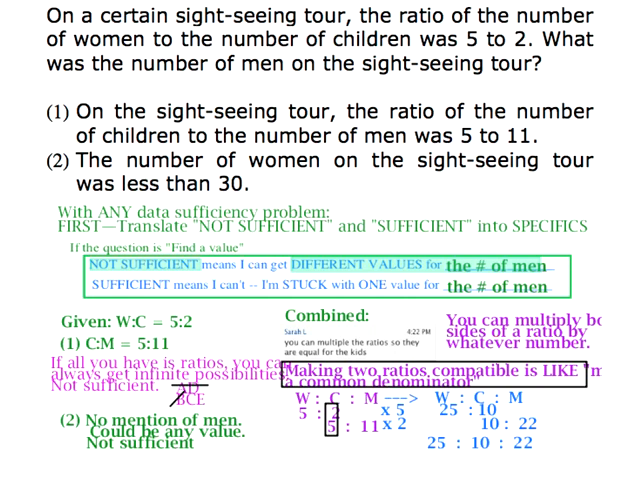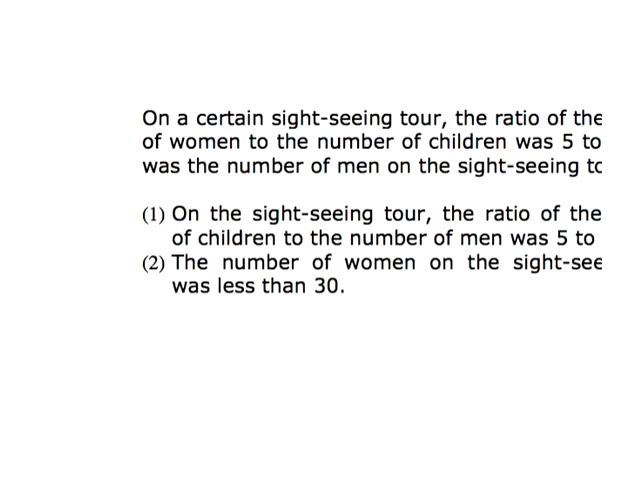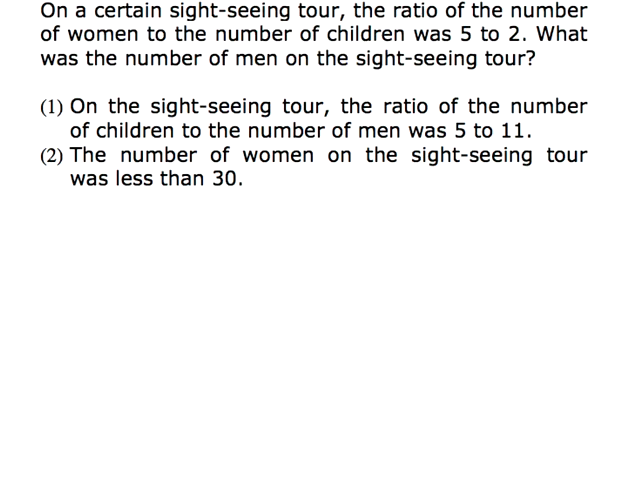Yeah, you have to use the condition that women are less than 30. So how do you do this in general when there are whole numbers? Let's go ahead and take this onto another page just so that we have room to discuss. So new page. There's your problem. Remember, we're looking at the two statements together. What we just discovered is that women to children to men is 25 to 10 to 22.